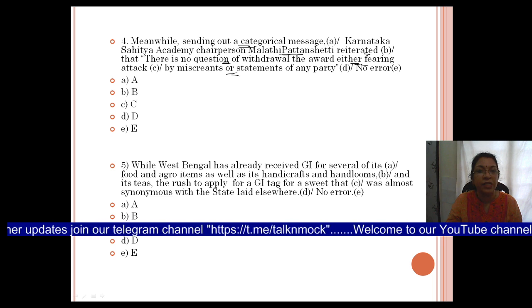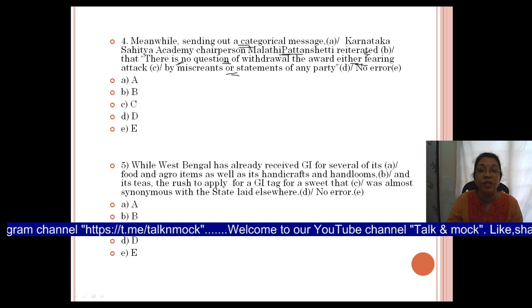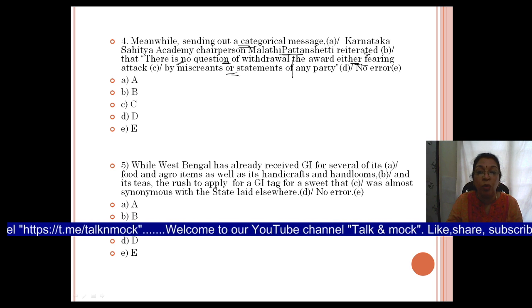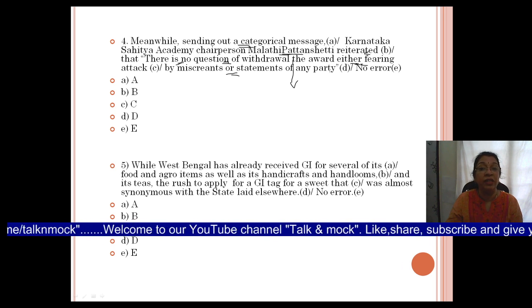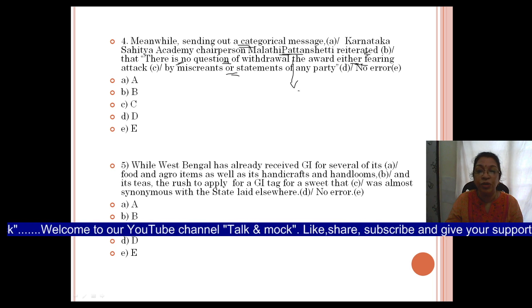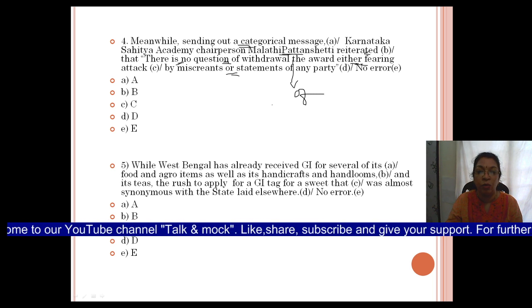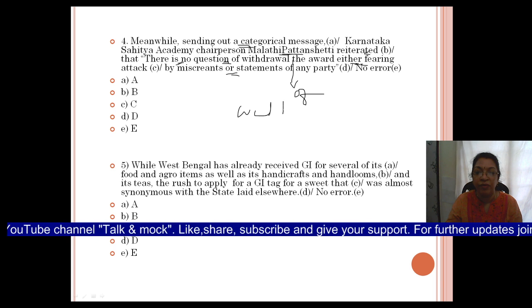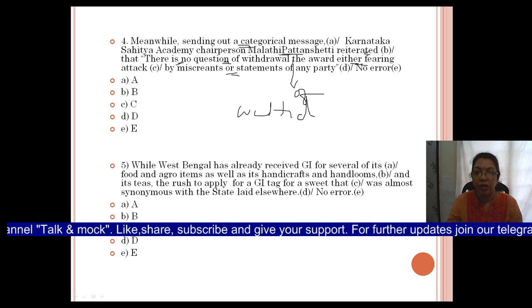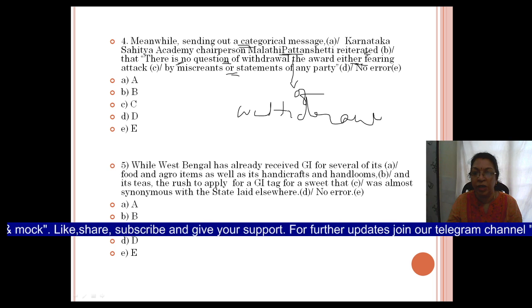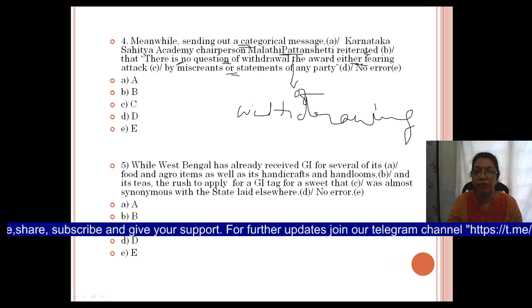So question is singular, yes is right. There is no question of withdrawal of the award. So withdrawal the award is wrong. Either you should say withdrawal of the award, or it should be like withdrawing the award. There is no question of withdrawing.